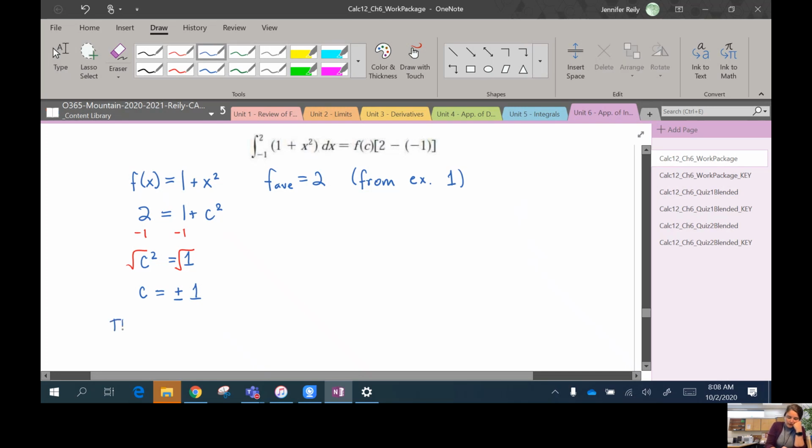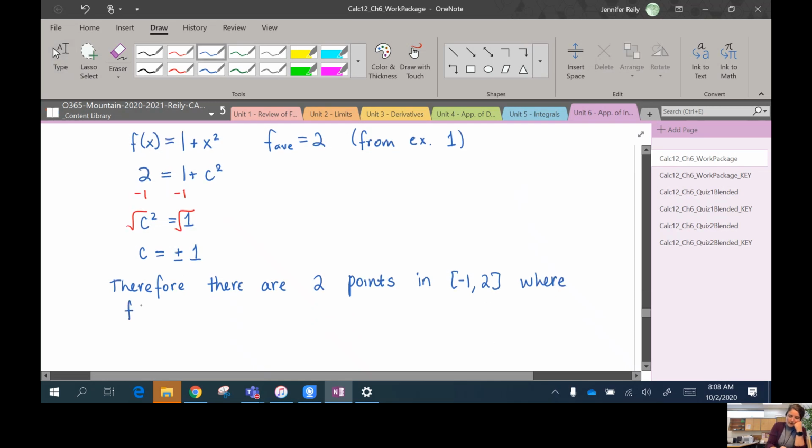So therefore, there are 2 points in -1, 2, where f of x equals 2. And then I'll list them here. We have one at -1, 2, and another at 1, 2. Let's see what that looks like in Desmos if I graph it, and we can have a look.